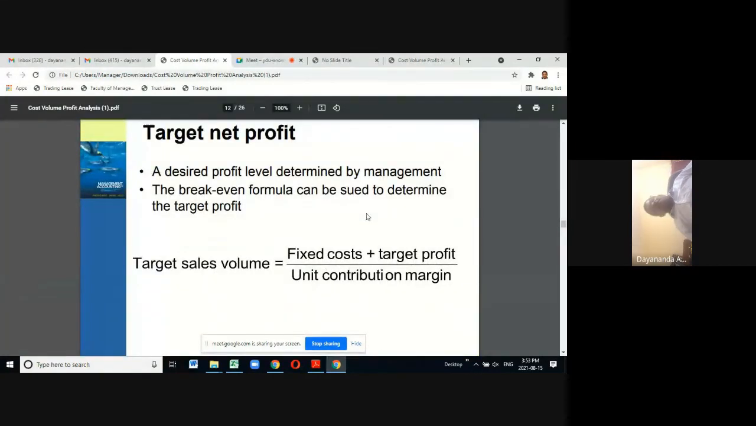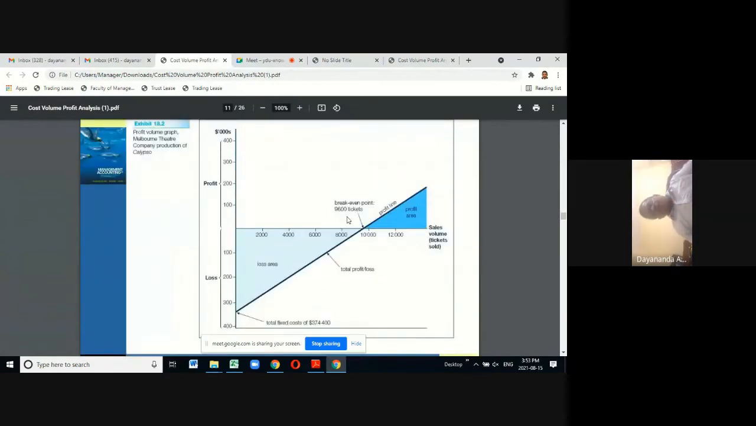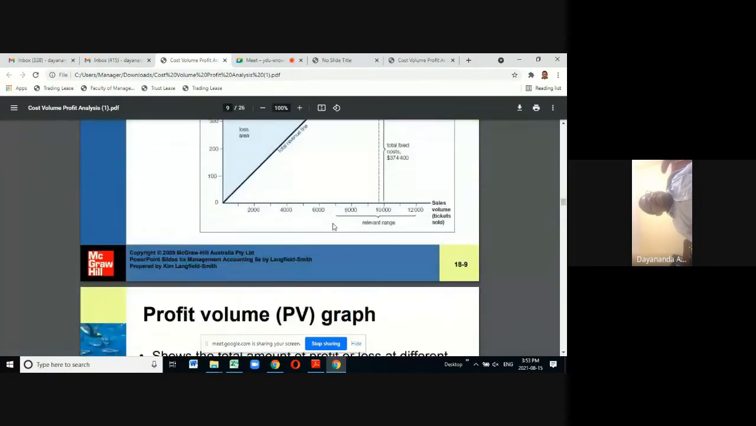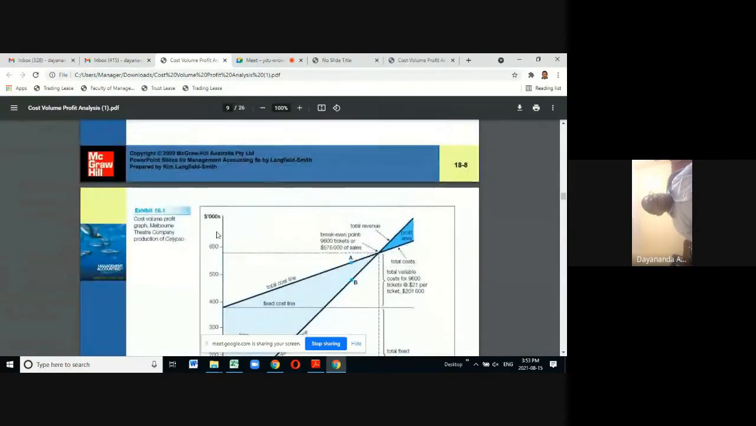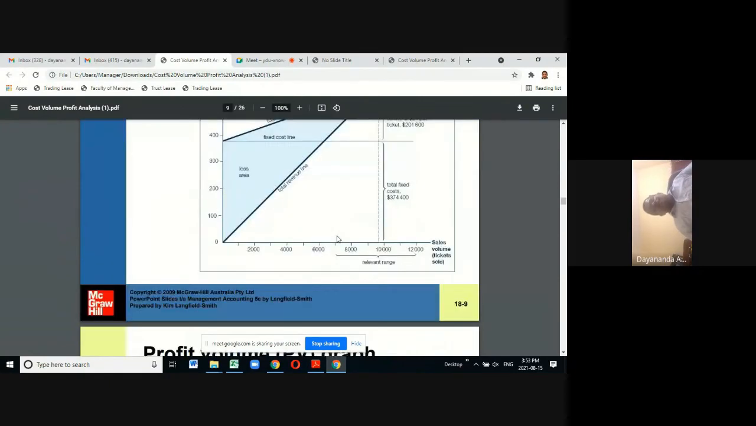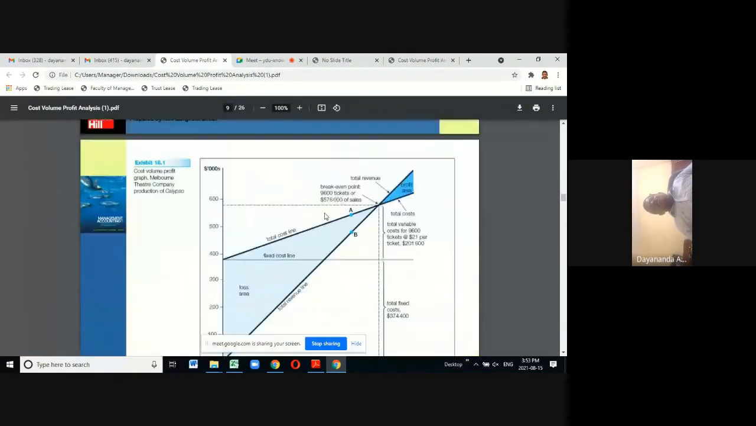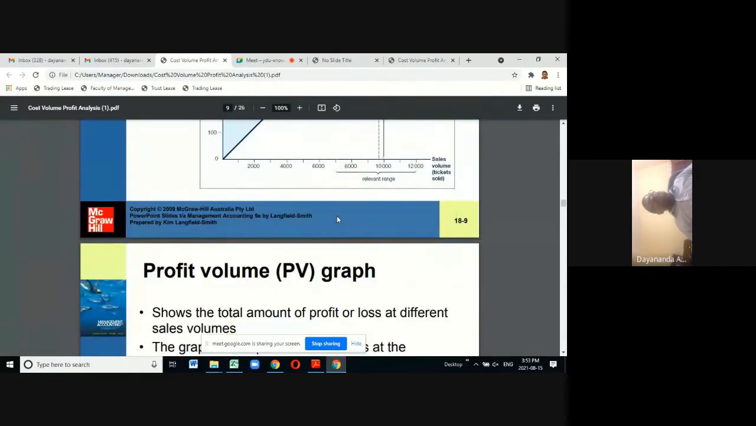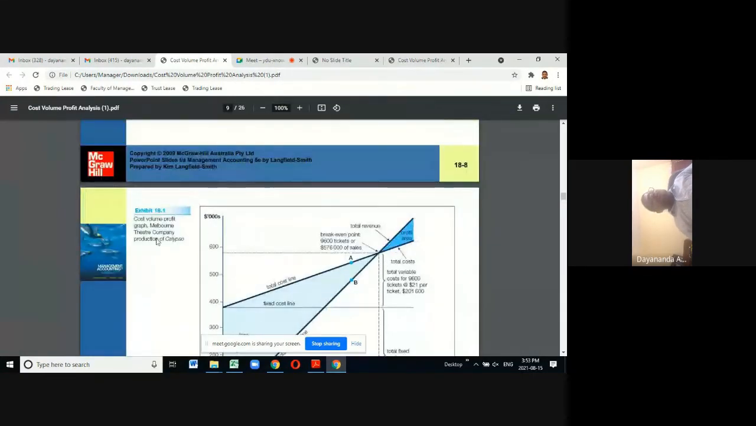But there was one question. This is the profit graph, that is true. You can label it as break even chart or the cost volume profit chart, doesn't matter, whatever the name. Break even chart, cost volume profit graph, cost volume profit chart, no problem.